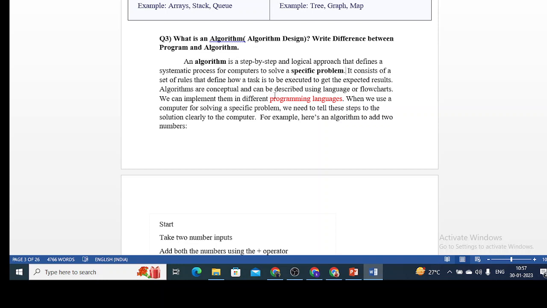Okay, it consists of a set of rules that define how a task is to be executed to get the expected result. Algorithms are conceptual and can be described using language or flow chart. Okay, either you can write or you can draw the flow charts. We can implement them in different programming languages. We will use a computer for solving a specific problem. We need to tell these steps of the solution clearly to the computer.